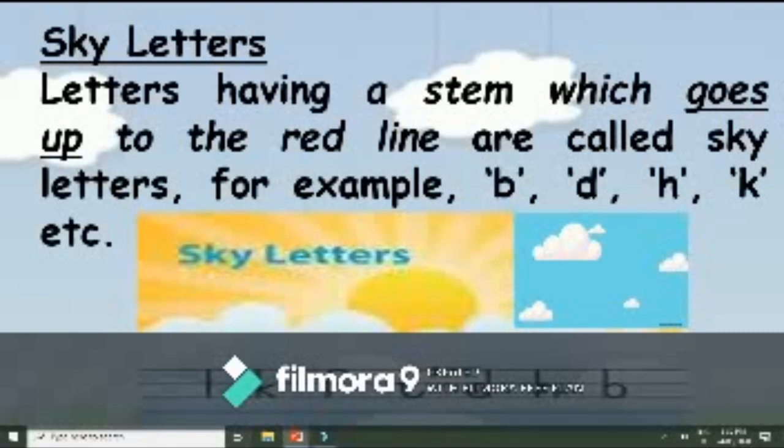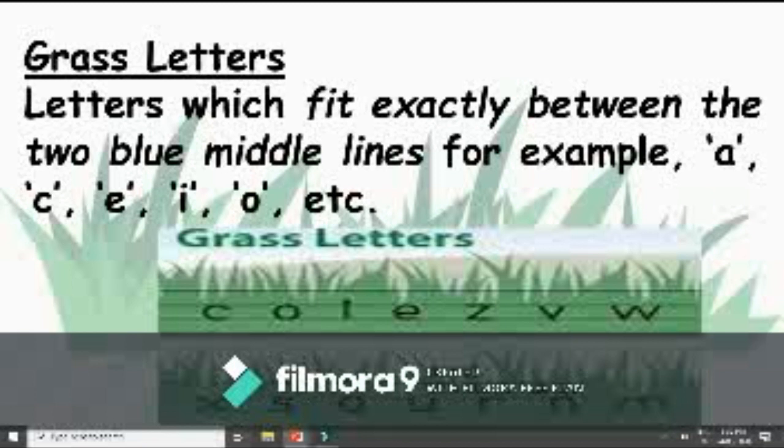Now, let's move to grass letters. Letters which fit exactly between the 2 middle lines. For example, A, C, E, I, O, etc. These are the lines, and these letters, as you can see, exactly fit between these 2 lines. So, they are grass letters. Grass letters exactly fit between 2 lines.